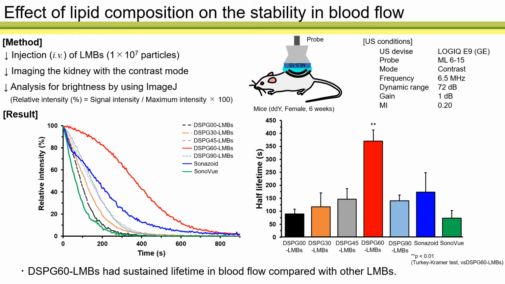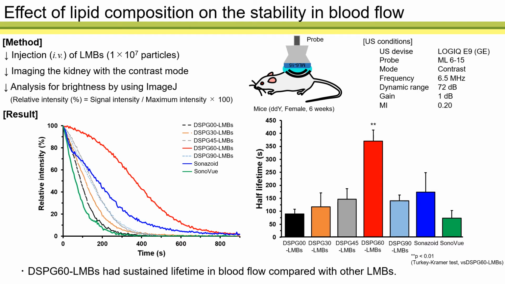Next, we examined the stability in blood flow with various lipid compositions. LMBs were intravenously injected into the mice. Blood flow in the kidney was observed with the contrast mode of ultrasonography. This is the time-relative intensity curve. DSPG60 LMBs had a longer lifetime in blood flow compared with other LMBs, Sonazoid and Sonovue.